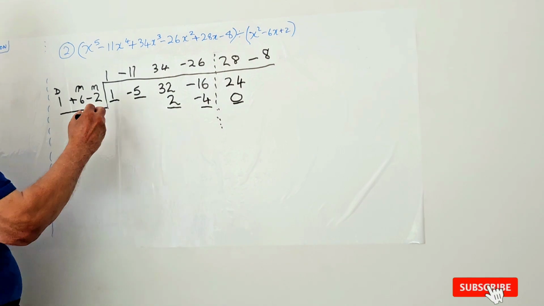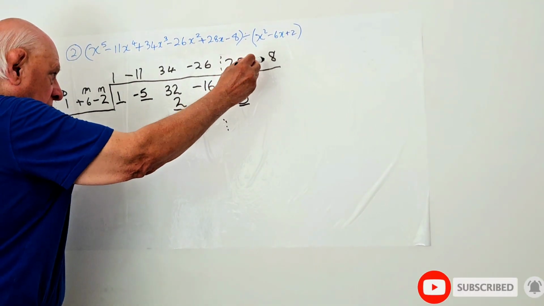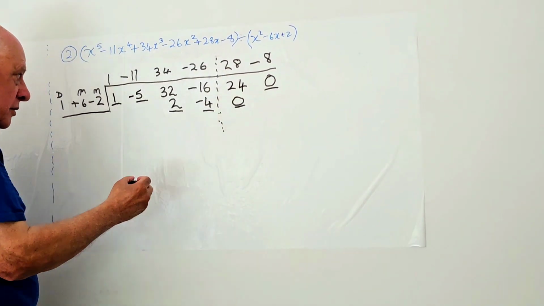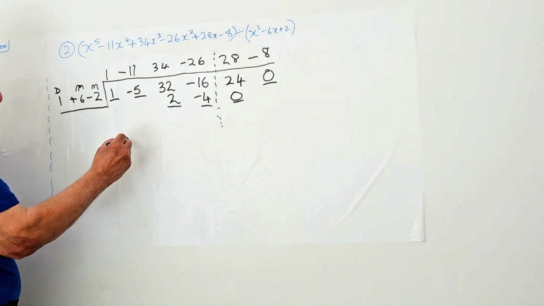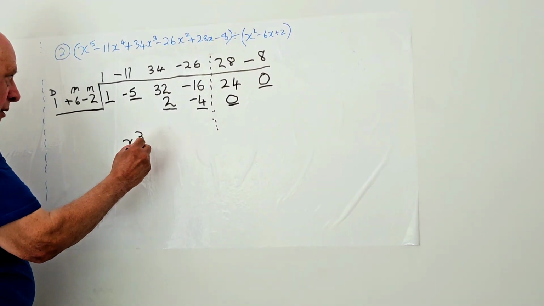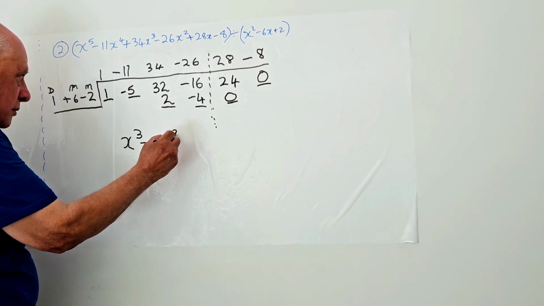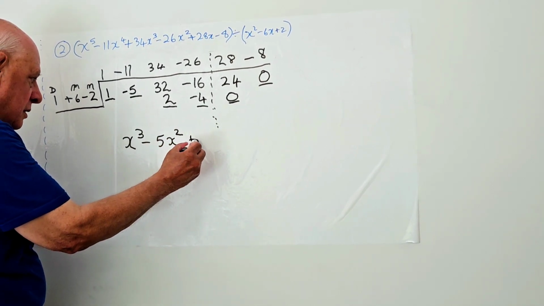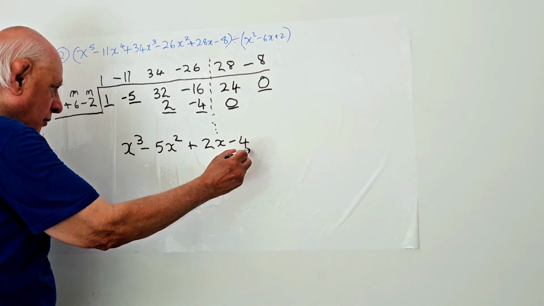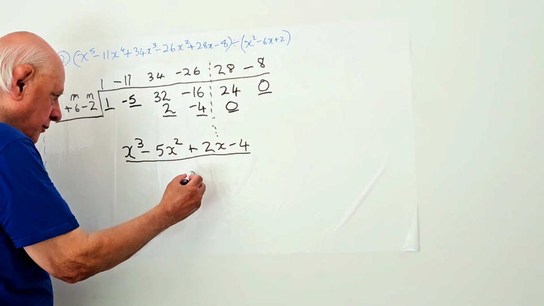And minus 2 times minus 4 is plus 8. Added on to that leaves 0. So our remainder is 0, and our quotient is x cubed minus 5x squared plus 2x minus 4, and that does a remainder 0 if you like.